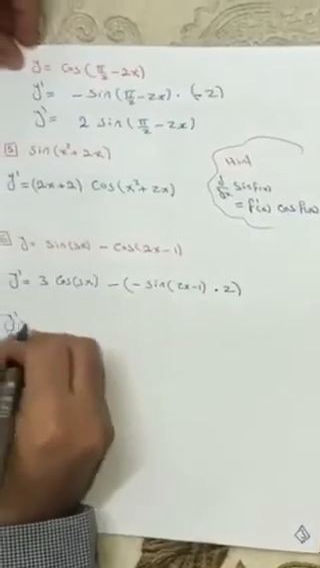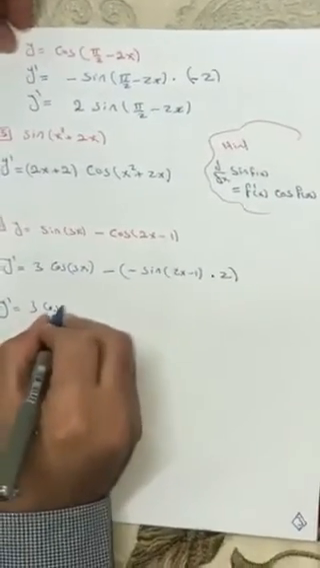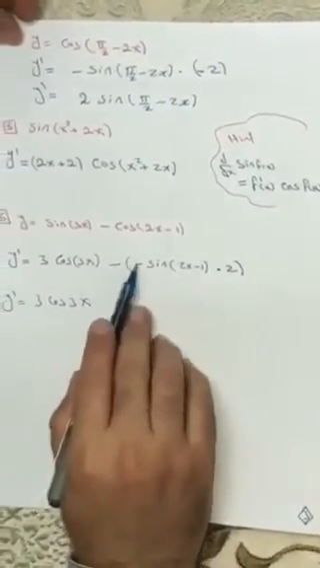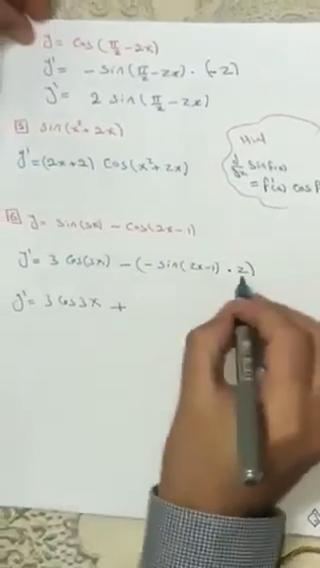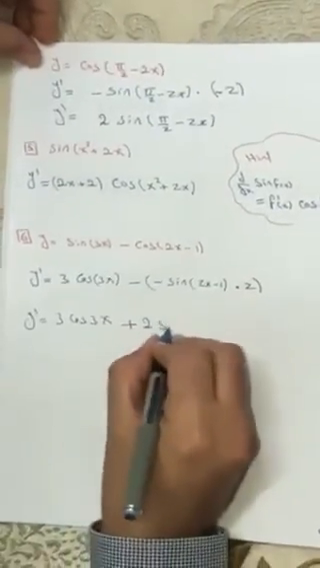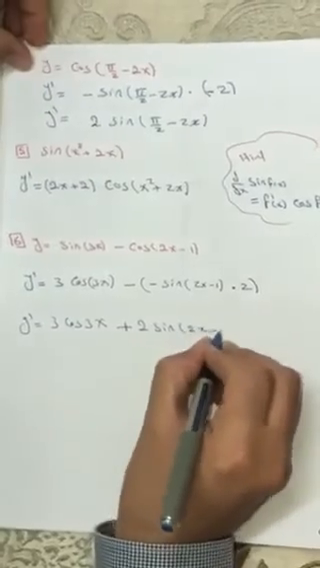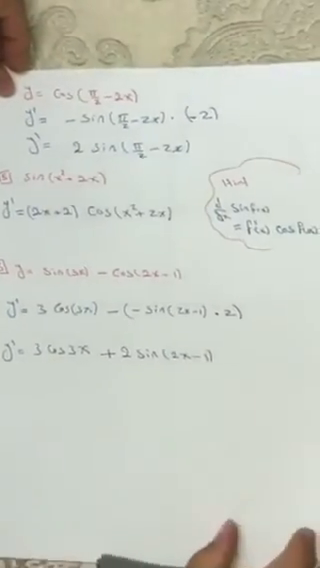After that, you can simplify. 3 cosine 3x. Negative multiply negative is positive. 2 multiply sine is 2 sine 2x minus 1. This is the answer of question number 6.